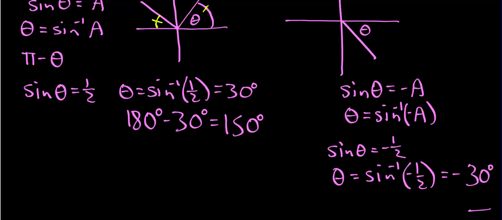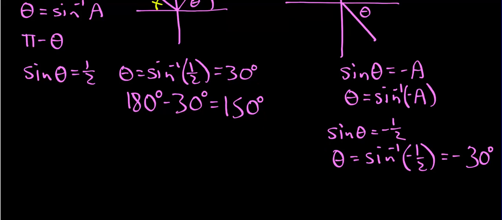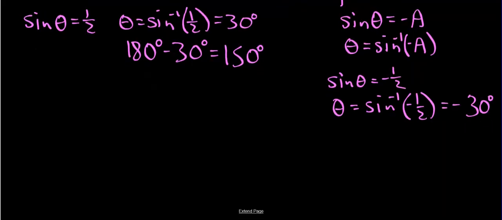Negative 30 degrees. But that's not the only angle that when we take the sine of it, we get negative 1/2. There is another angle on one time around when we take one trip around the circle. So let's figure out what that is. We know it's going to be in quadrant 4. So let's see how we would find that. Here's quadrant 4 over here, and there's the angle we're looking for. We're looking for this angle right here.